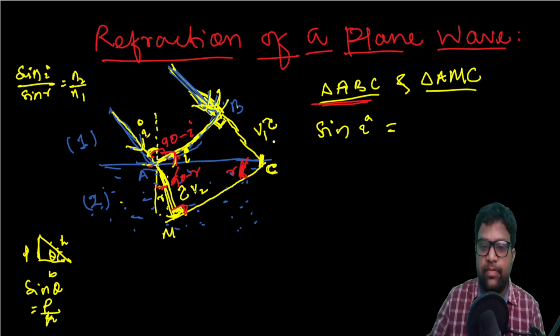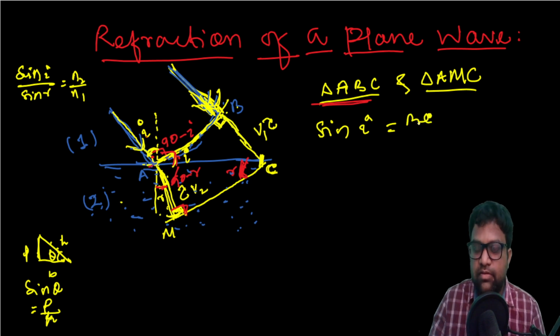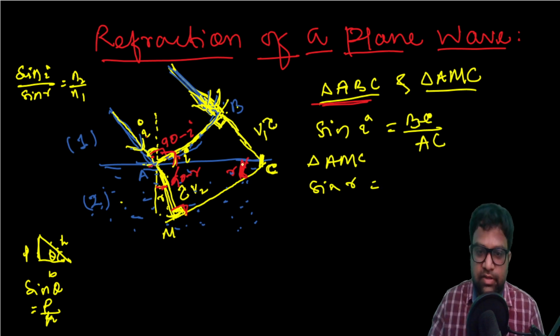A very simple thing. So here sin I will be, here is P. P is this one, BC by H is AC. And from triangle AMC, what is sin R? Sin R you can write, this is sin R. So P will be AM divided by AC.